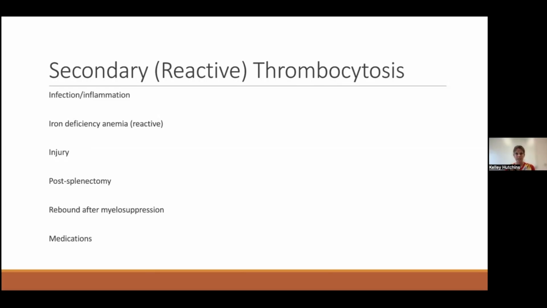Iron deficiency anemia, we see a lot of this too. Similar reactive process. Injury, post-splenectomy, you can have a reactive thrombocytosis with post-splenectomy. Rebound after myelosuppression. So we also see this in some of our kiddos when we give intensive chemotherapy or other cytotoxic drugs, and then their bone marrow will just rebound, and then they go beyond the 450,000. And then medications can also sometimes do this.